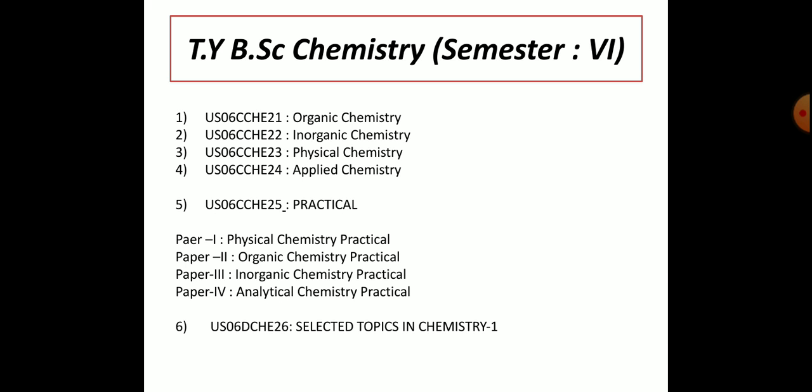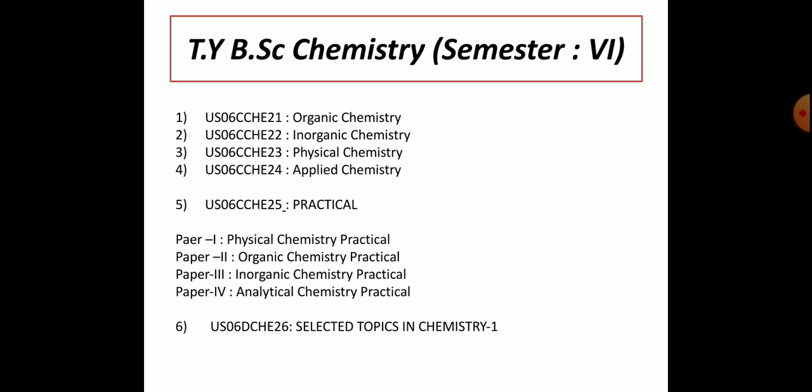Then paper 5, that is US 06 CCH 25, that is chemistry practical. This practical is further divided into 4 paper. Paper 1 is physical chemistry practical. Paper 2 is organic chemistry practical. Paper 3 is inorganic chemistry practical. Paper 4 is analytical chemistry practical.